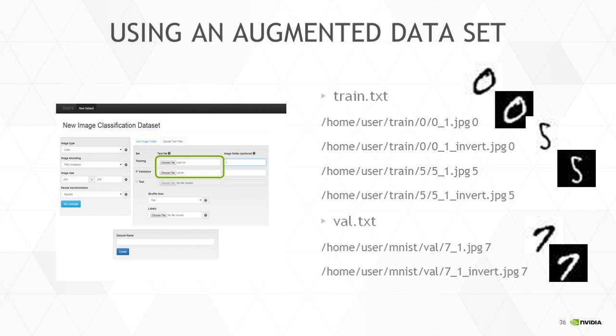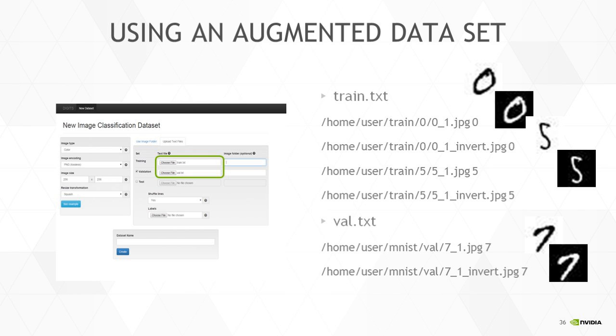So you can still use DIGITS to help you create a data set. In that case, instead of going to the Use Image folder and just entering the path to where you have all your images with directories for your categories, you can upload text files. You can upload a text file with a list of all your training images, and a text file with a list of all your validation images. This ensures that you don't mix up your training data with your validation data, or data that's intended for training with data that you intend to use for validation.